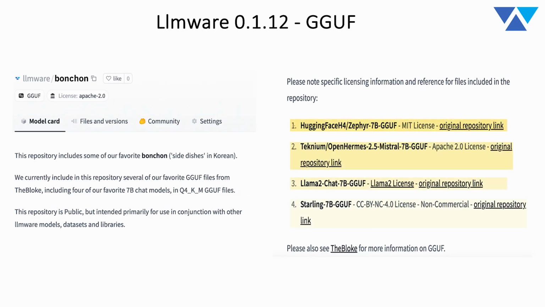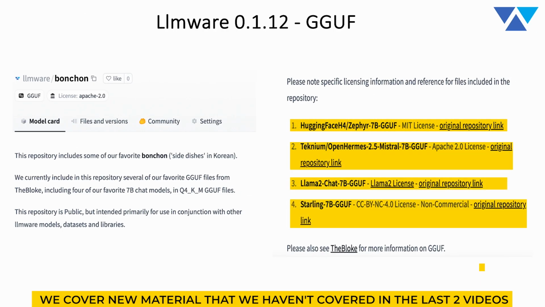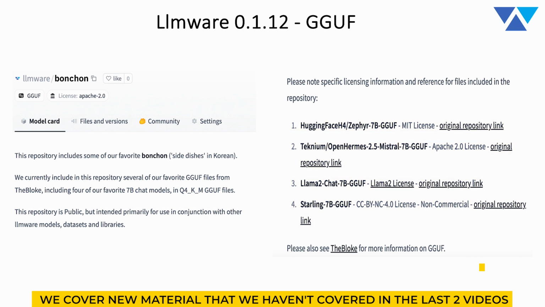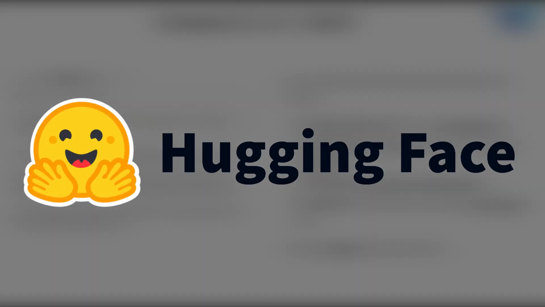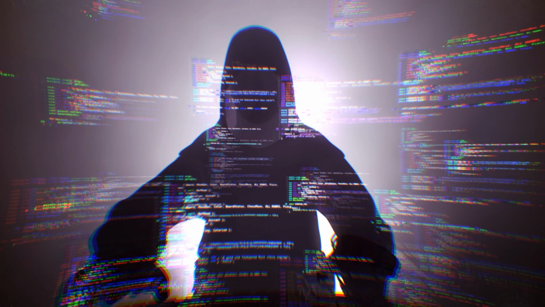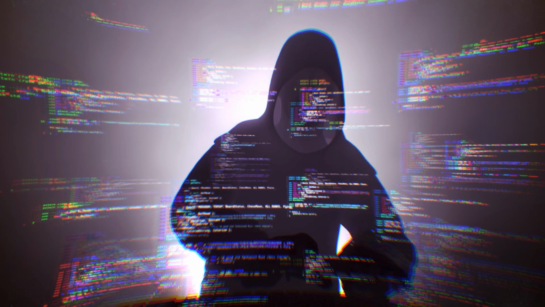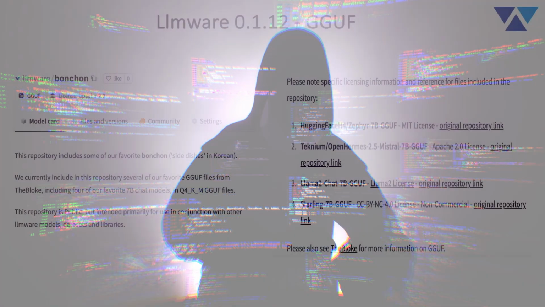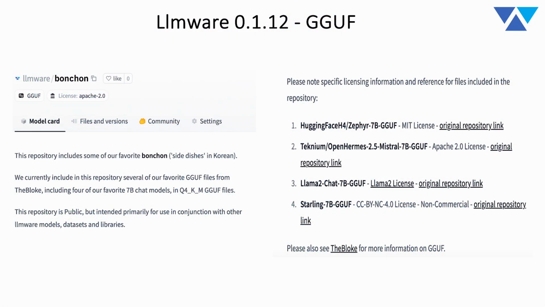So the 4 models, and these are 4 models that have been quantized by the bloke. If you don't know the bloke, you should go to his Hugging Face page. The bloke has quantized and built more GGUF models than probably anybody in the world, and he has published over 3,000 of them on Hugging Face. We've taken these four models, all of which have been 4-bit quantized by the bloke.